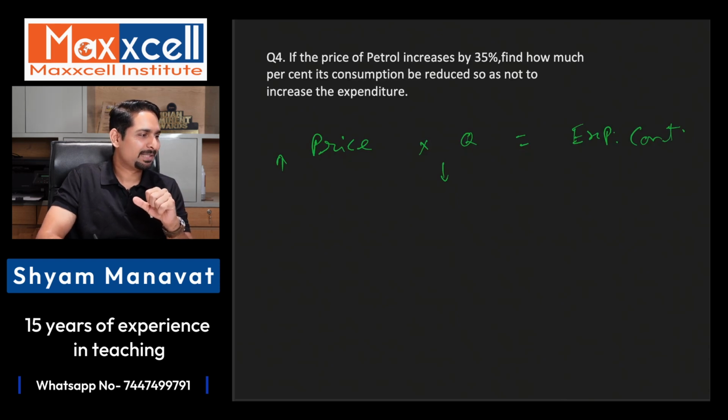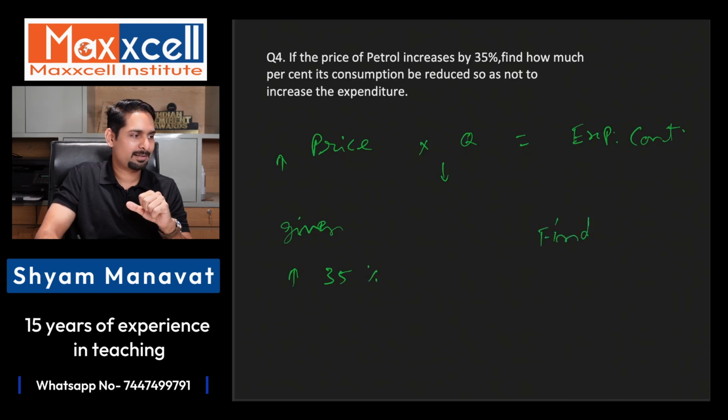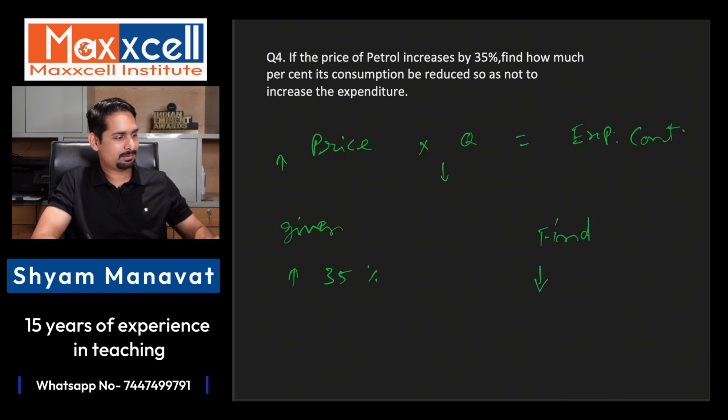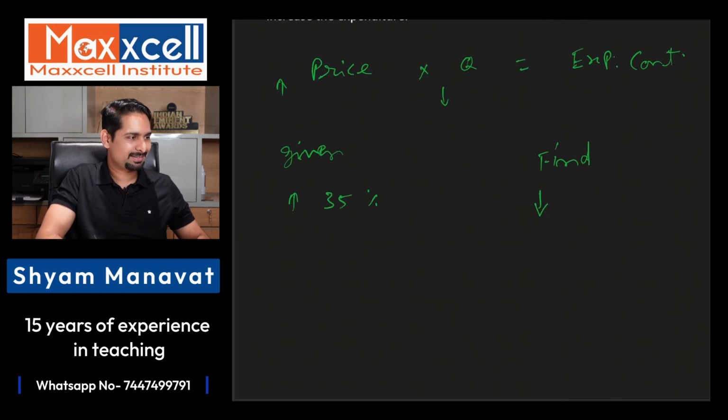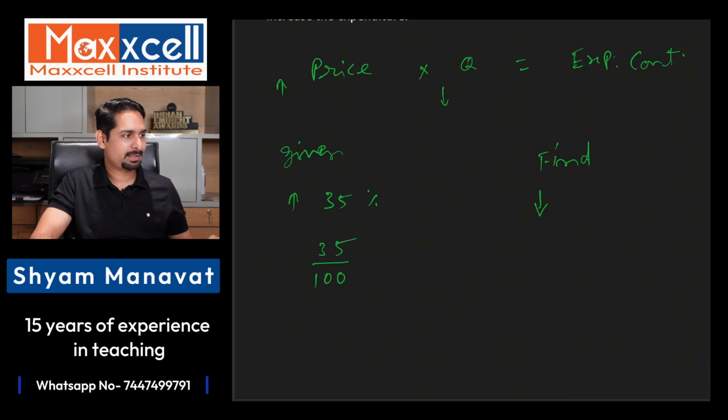Okay, so increase is given to be how much? 35%. We need to find क्या करना है? Find करना है decrease. देखो कितना सुंदर हो जाएगा. So beautiful. I won't say so elegant. Okay, so increase is given as 35 by 100, right? Decrease, you need to find out decrease.